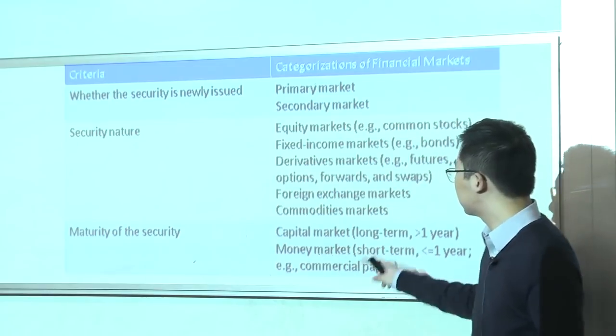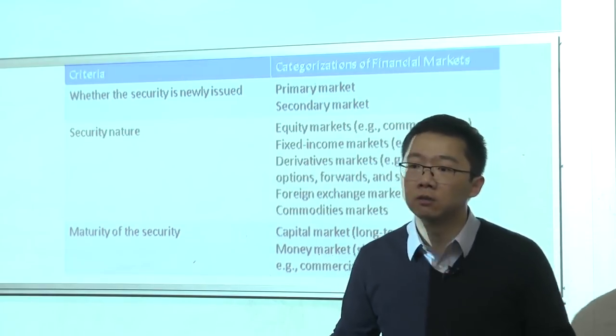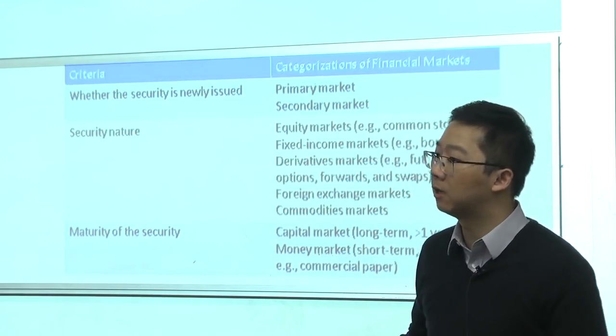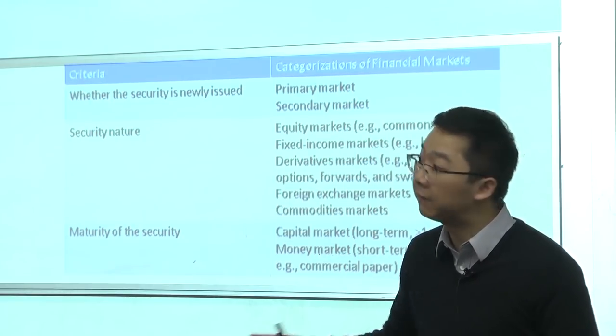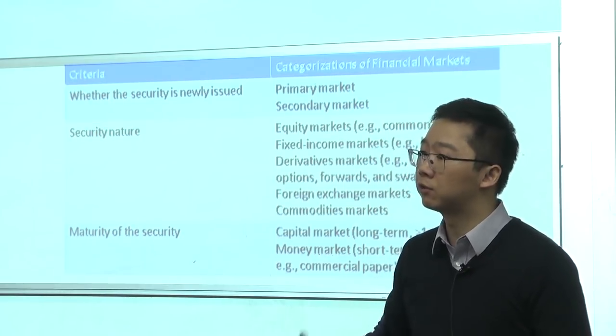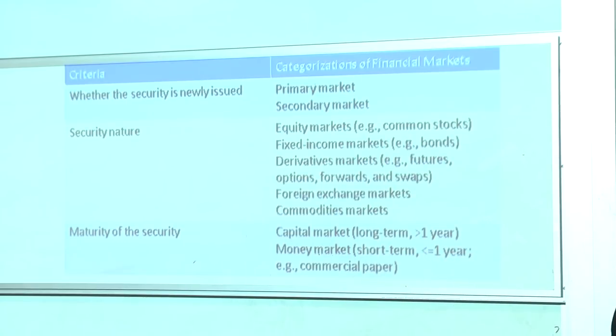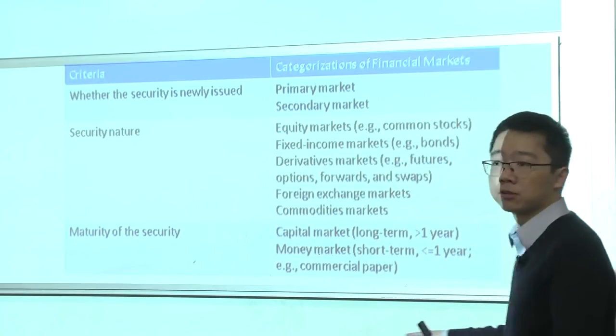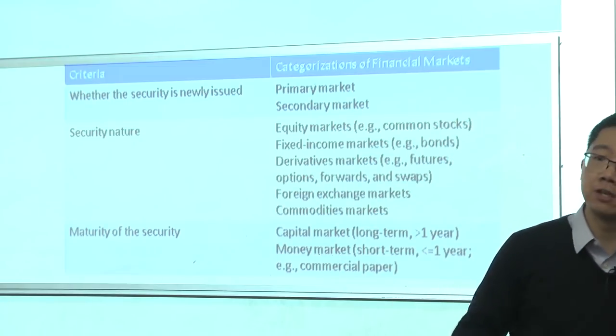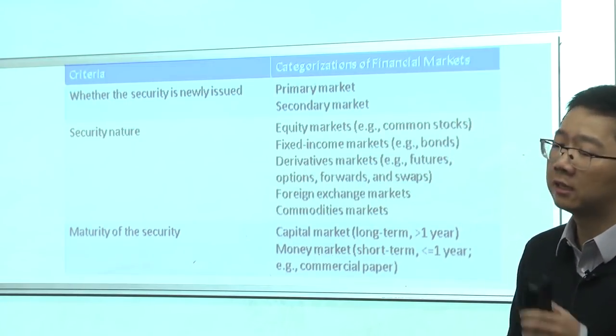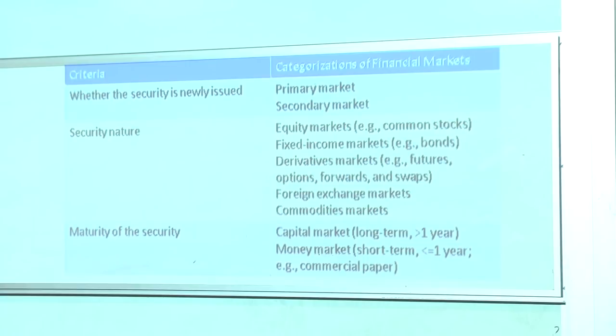What about the long-term ones? Stocks, right? When does a stock expire or mature? Never, right? A stock never matures as long as the firm still exists. Or bonds, right? Bonds have maturities of 5 years, 10 years, 20 years, 30 years. As long as it's longer than 1 year, we say the bond is traded in the capital market.